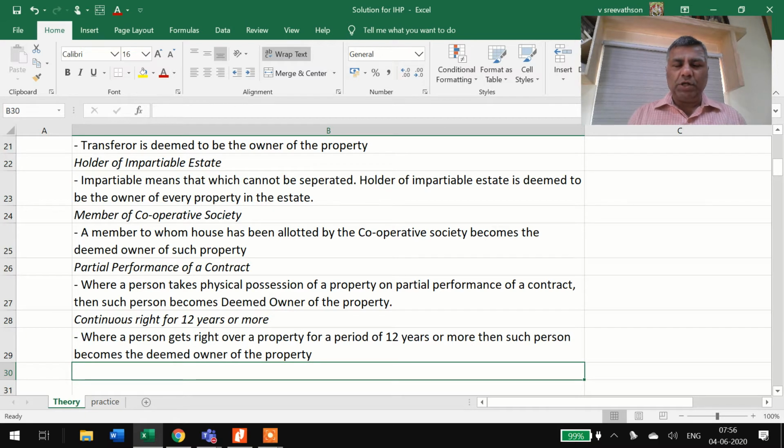On the final question my friend was asking is, if there is a continuous right for 12 years or more, at the end of the 12th year, will the person become deemed owner? No, no, no. From year 1 itself, he will become the deemed owner. So then the rent that he pays will not be taxable. It is taxable. If he collects any rent also, it is taxable. Okay.